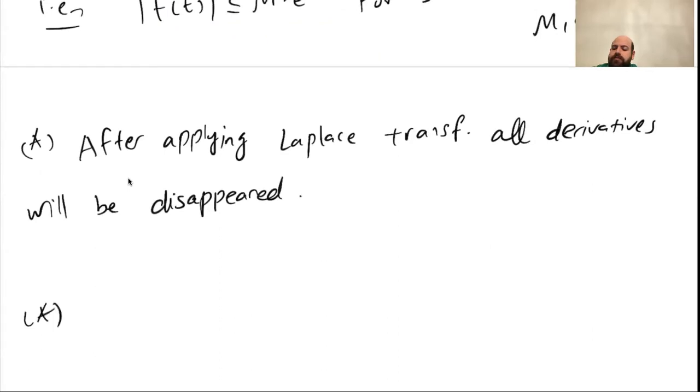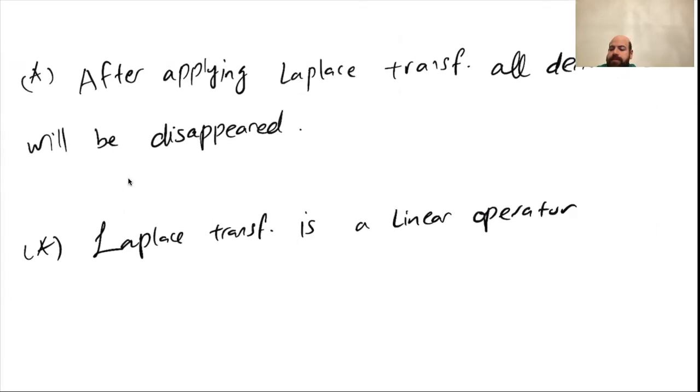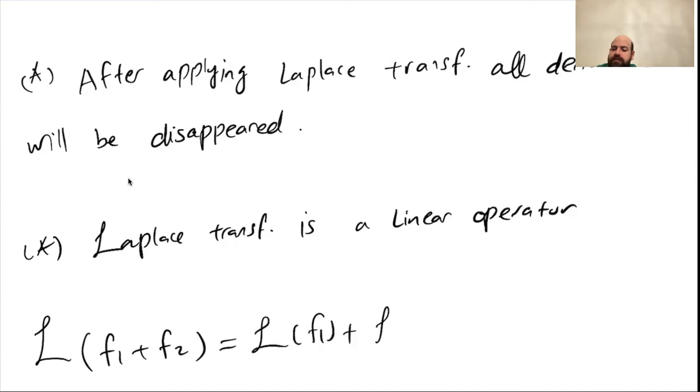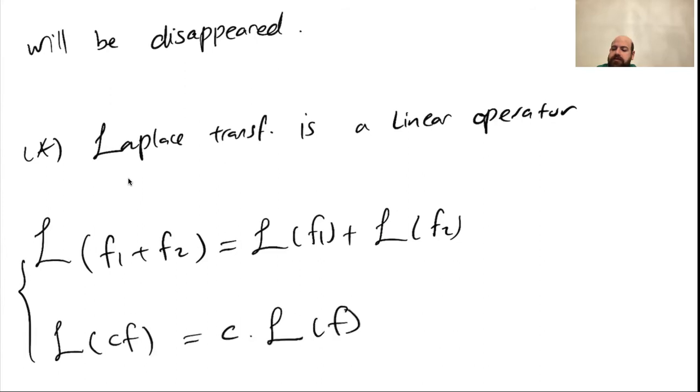Another important property of Laplace transform is that it is a linear operator. So what does that mean? That means Laplace transform of f1 plus f2 is the same as Laplace transform of f1 plus Laplace transform of f2, and also Laplace transform of c f is equal to c times Laplace transform of f.